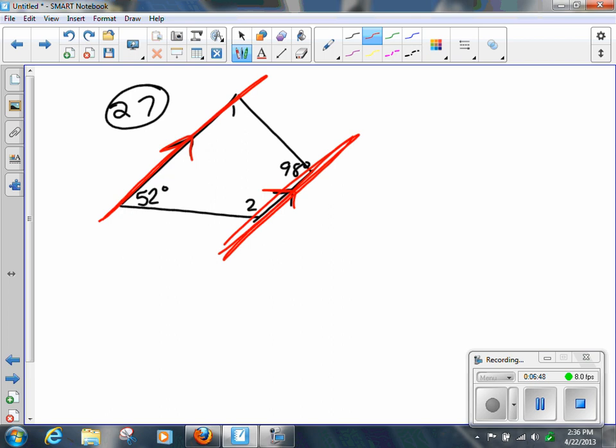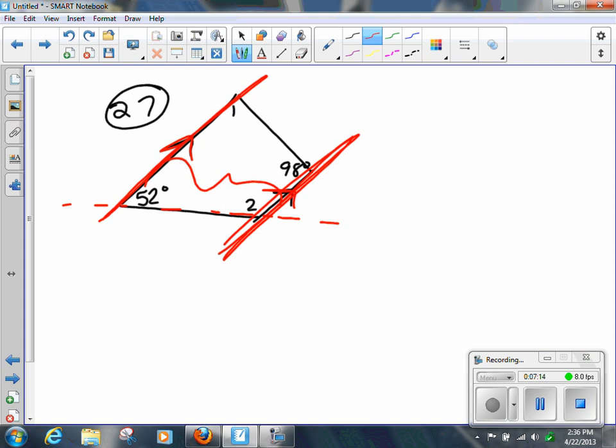Parallel lines, though, that's from first semester, and you should never forget about the parallel line stuff. Turn your head sideways and look at that. I wish I could turn the smart board, but I can't. What kind of angles are those, 52 and angle 2? Same side interior angles. Same side interior angles are supplementary. What's that mean? They equal 180.